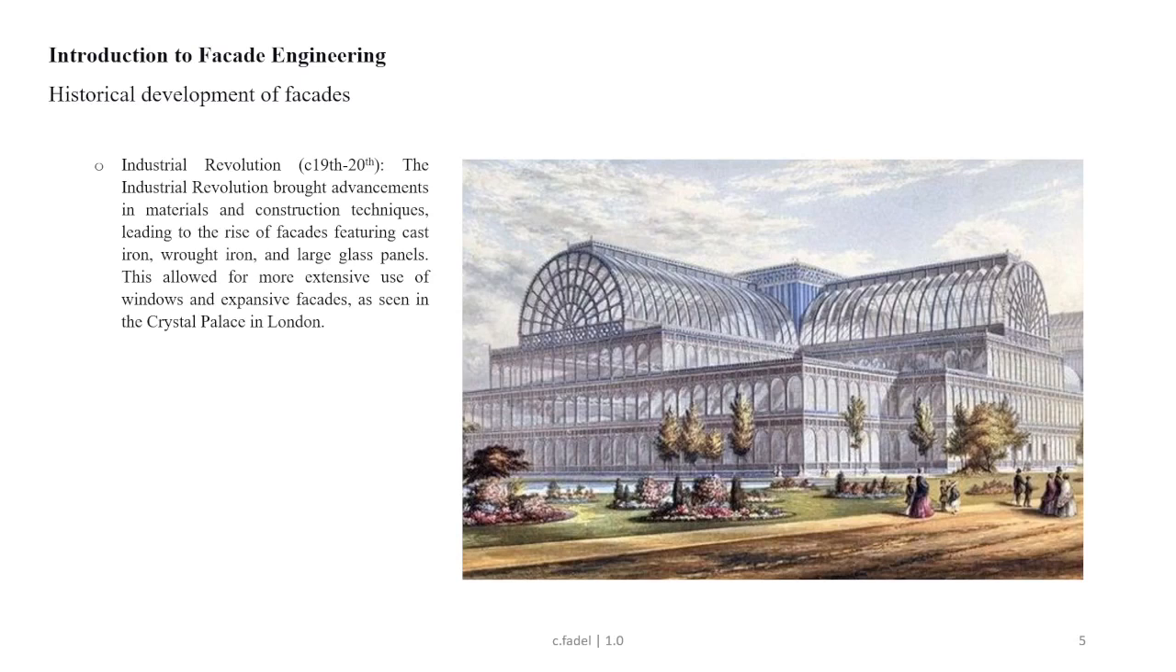So the introduction of cast iron or wrought iron and large glass panels enables architects to design facades with more extensive use of windows and expansive surfaces. These materials allowed for greater structural strength and flexibility, leading to innovative and lighter design.